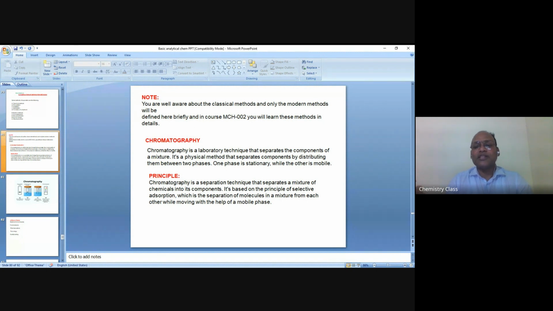It is based on the principle of selective adsorption. This is most important. Selective adsorption means one is mobile, suppose two chemicals are there. The adsorbent should be, suppose you see oil and water, we can use a particular adsorbent which can adsorb particular things, maybe water, maybe oil, whatever it may be. So that is a selective process. It is the separation of molecules in a mixture from each other while moving with the help of the mobile phase.